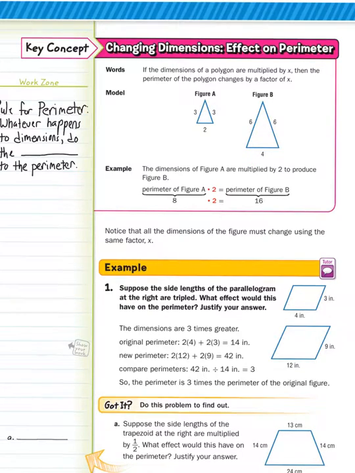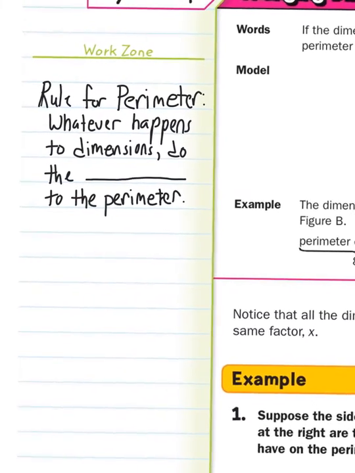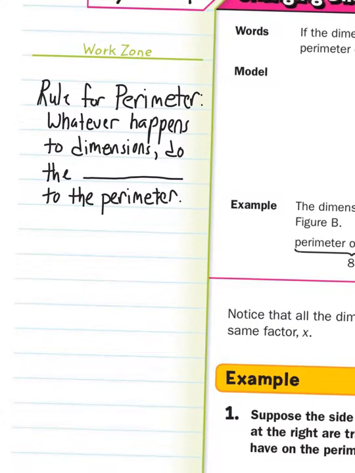So we're going to write this rule down. It's kind of hard to explain, but you might want to pause the video after I talk through this to get it written down. So the rule for perimeter is whatever happens to the dimensions, do the same thing to the perimeter. Take a second, you might want to pause the video and get that whole rule written down because it's important. When you're done writing it down, press play and continue.